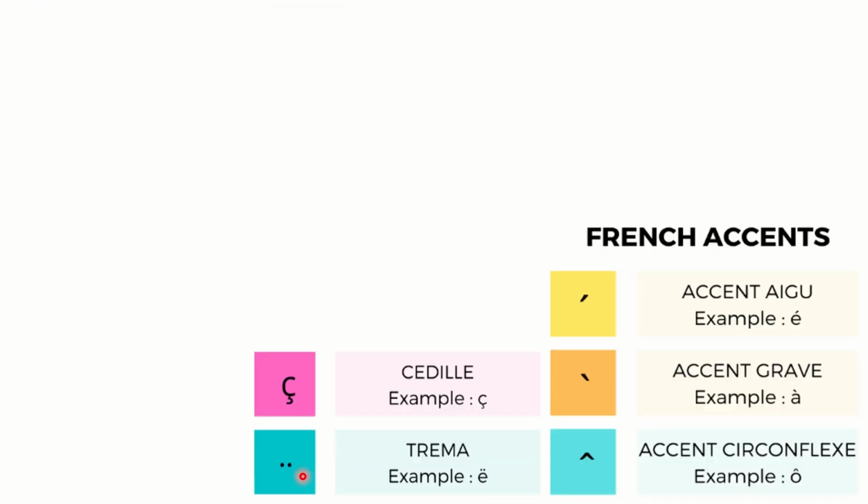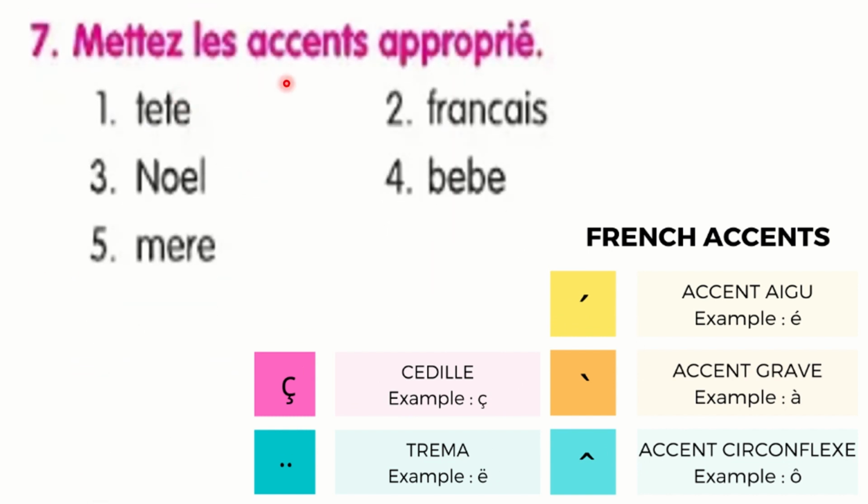So now let us move on to question number 7. In this, let us first recall the French accents as it is related to them only. In total, there are 5 French accents which we learned in lesson number 2, comptons ensemble, and the accents are accent aigu, accent grave, accent circonflexe, accent cédille, accent tréma. The examples are also given along with the symbols. So first let us read the question, that is, mettez les accents appropriés, that means put the appropriate accent. In this, the spelling is given to us and we need to put the appropriate accent.